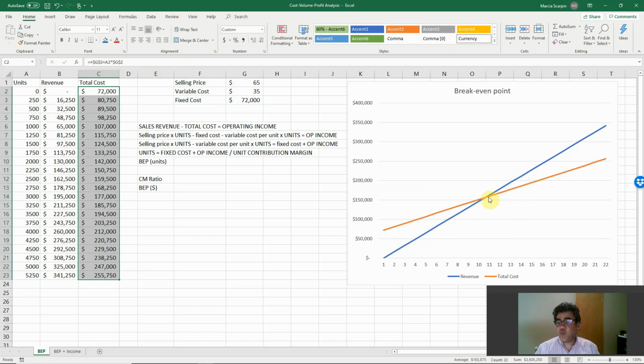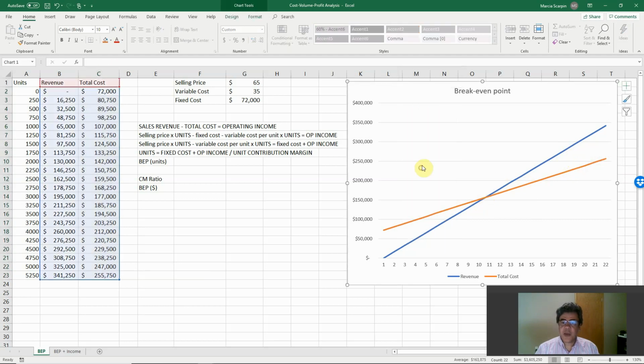And here we have our graph. Where the two lines overlap here, we have the break-even point. Anything to my left, in this area, is my loss area because my total cost is greater than my revenue. Anything to my right, here we have the profit area because our sales revenue is greater than our total cost. However, how much is this one? Let's just do it right here.